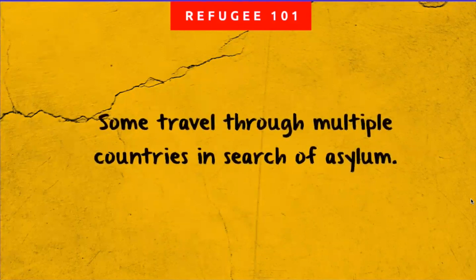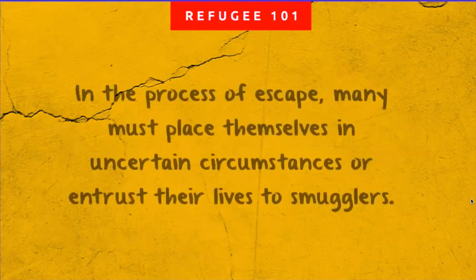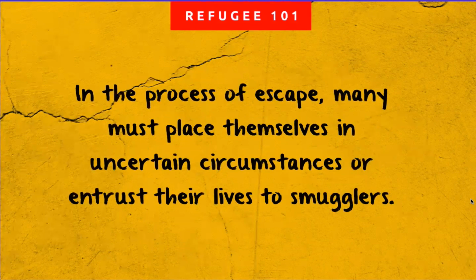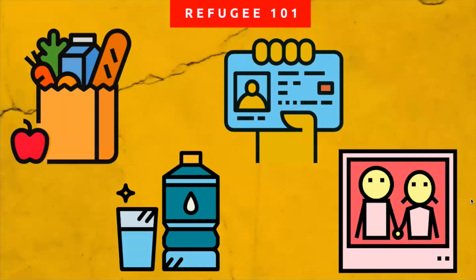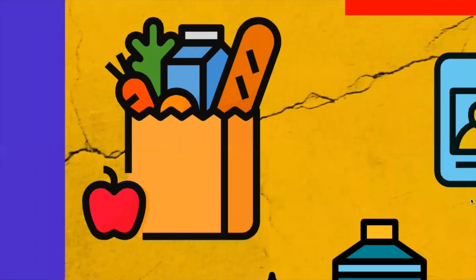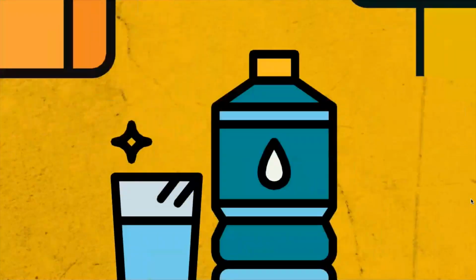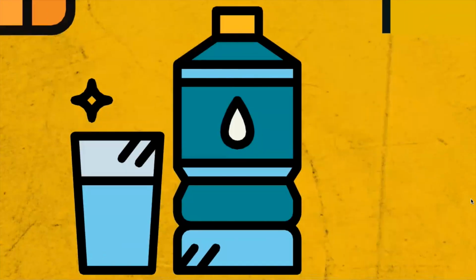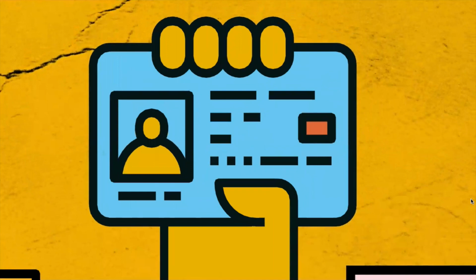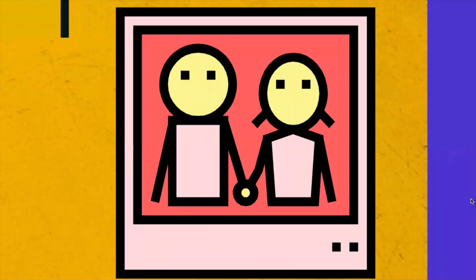Each story of the refugee experience is unique. Some travel through multiple countries in search of asylum. In the process of escape, many must place themselves in uncertain circumstances or entrust their lives to smugglers. Some endure periods without food or water. Many flee without important documentation. Some are even forced to leave loved ones behind.